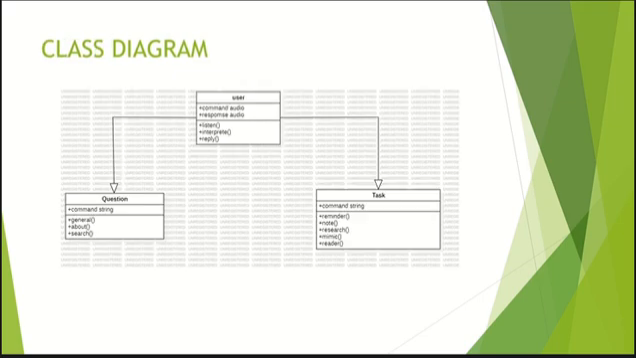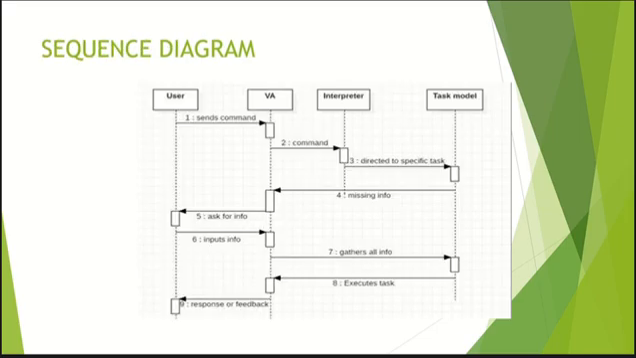Class diagram. We have a user section, a question, and a task. Sequence diagram. Now in the sequence diagram, there is a user, an interpreter, and a task model. The user sends a command, the command is received by the interpreter, and then it is directed to a specific task. If the data is in the task model, it sends the information to the user, or else it sends missing information.